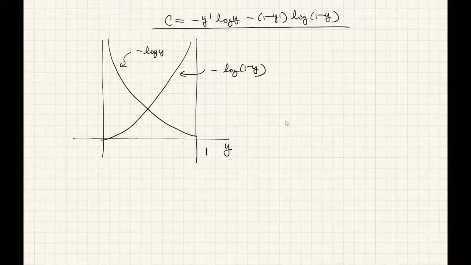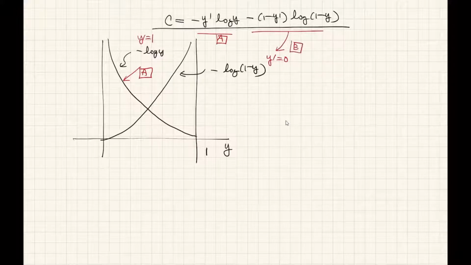So as I mentioned before, when y dash is equal to 1, then this term becomes this graph. And this second part is what happens when y dash is equal to 0, that this term is coming from the second part. And this graph corresponds to this B. Let's take a closer look at this graph A.